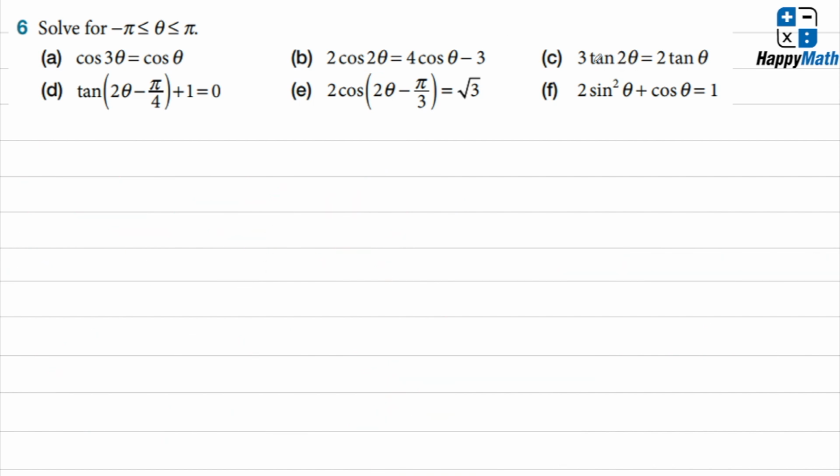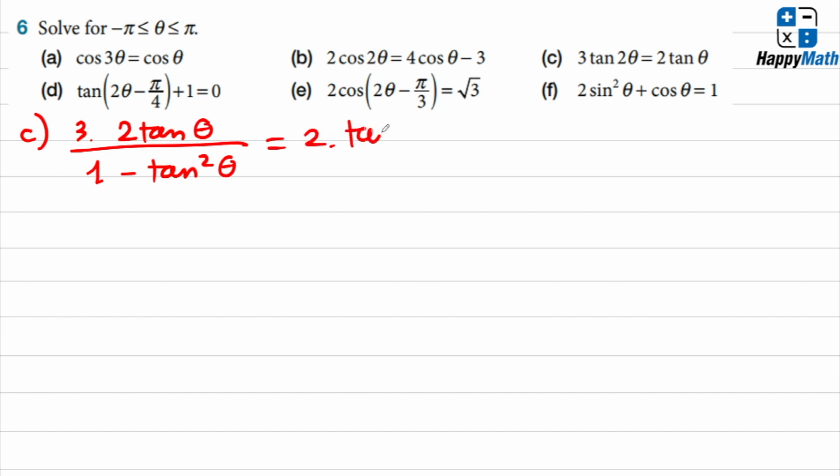Question 3. Tan 2 theta equal to 2 times tan theta. Okay, the same idea, double angle, you will get 2 tan theta divided by 1 minus tan square of theta for this one, and the other side will be this.